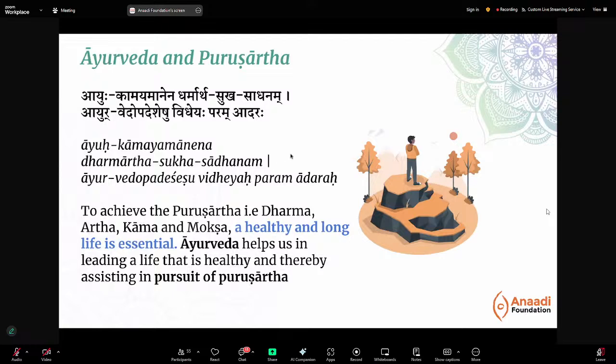So Ayurveda and Purushartha. If you look at the verse from the Ashtanga Hridaya, it says, Ayu Kamayamanena Dharmartha Sukha Sadhanam, Ayurvedopadesheshu Vidheya Paramadaraha. Okay? The first line says that in order to lead a life of, or achieve, the Purushartha, Dharma, Artha, Kama, and Moksha, a healthy and long life is essential. So Ayurveda helps us lead that healthy life, and thereby assists us in leading a life of the Purushartha. Okay.